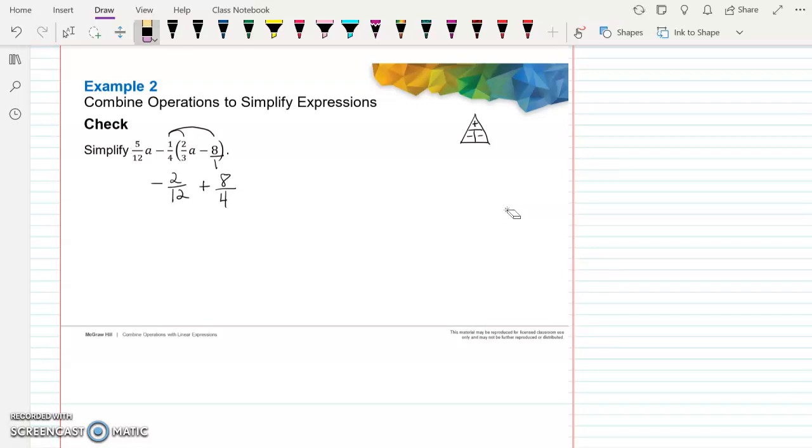Okay, now let's go ahead and include that 5/12 a. Forgot my a here, didn't I? 5/12 a. And I see I've got some like terms here. Fortunately, again, my common denominator is already there. 5 minus 2 is 3, so I've got 3/12 a plus 8/4 simplifies to 2. And then we can also simplify the 3/12 by dividing by 3 on both top and bottom. And that's going to leave us with 1/4. So this would be 1/4 a plus 2.